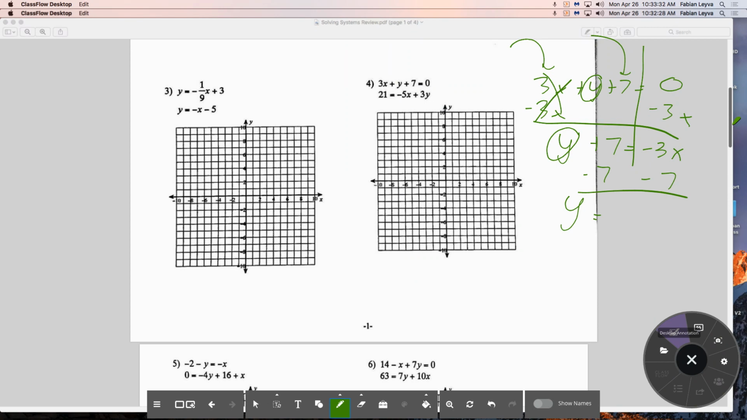Now, can I combine the 3x and the negative 7 there? No, right? Because one has an x, one doesn't. So I'm just going to rewrite it as negative 3x minus 7. You notice now you have y by itself. You can actually now graph it in that situation. So this will be the second question on your test. I'm hoping, again, for you guys to recognize, hey, this isn't in slope-intercept form. I'm unable to graph it unless I have it in slope-intercept form.